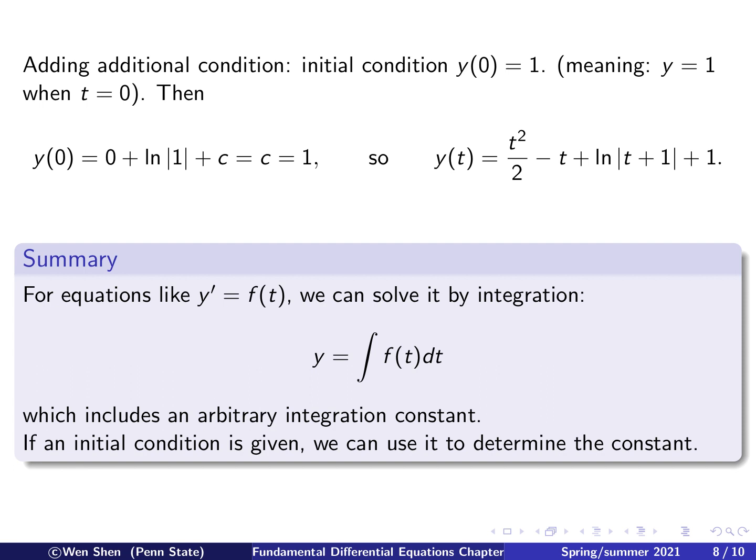Okay, let's do a quick summary. For equations of the form y prime equals a function of t, we call it f of t, we can solve it by integration. So y will just equal the integral of f of t. And this is an indefinite integral, which would include an arbitrary integration constant. And if, in addition, an initial condition is given, then we can use it to determine the integration constant.